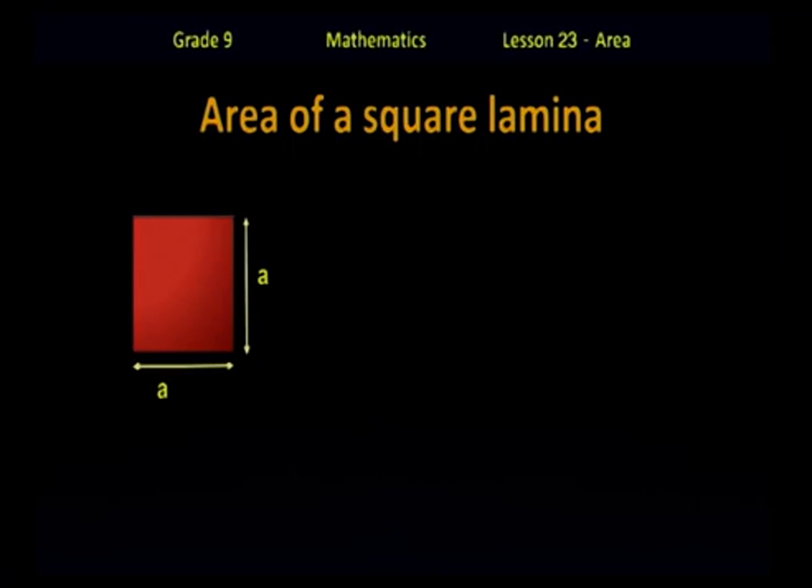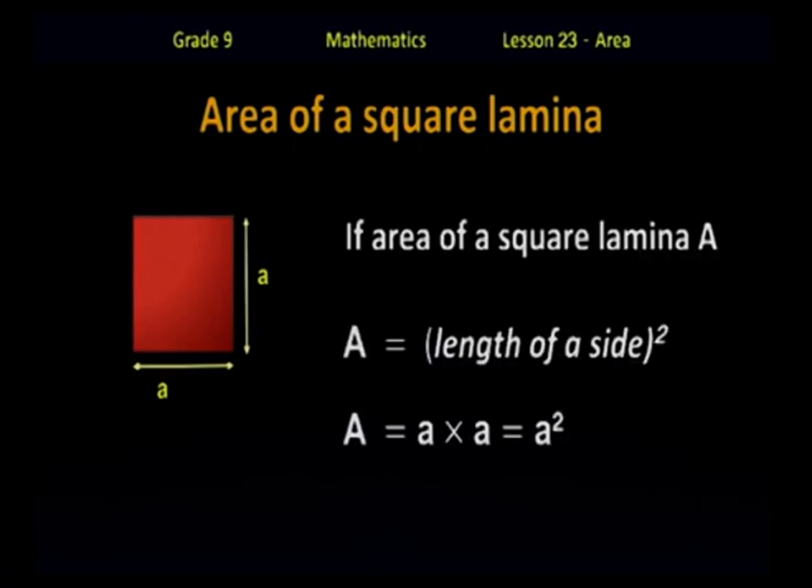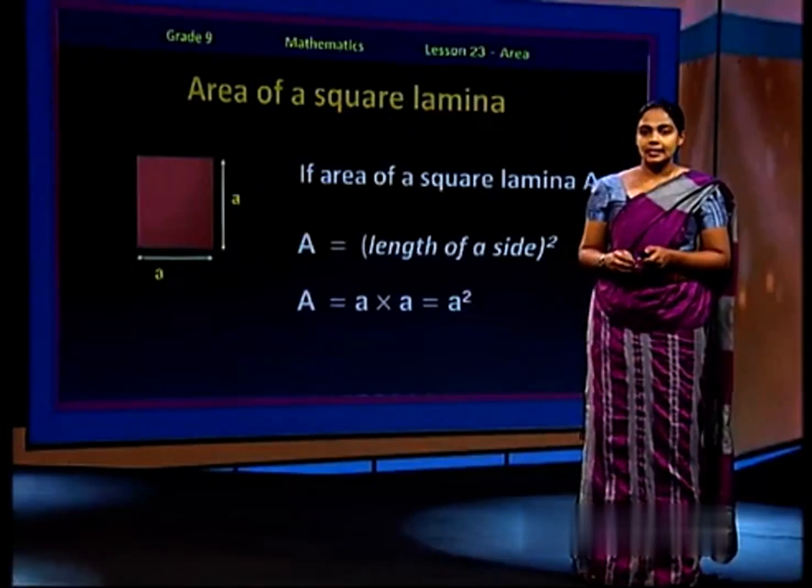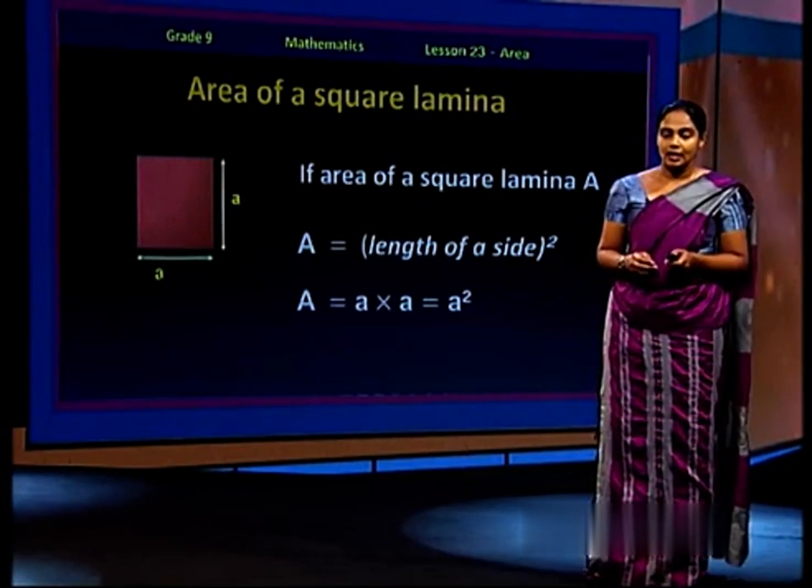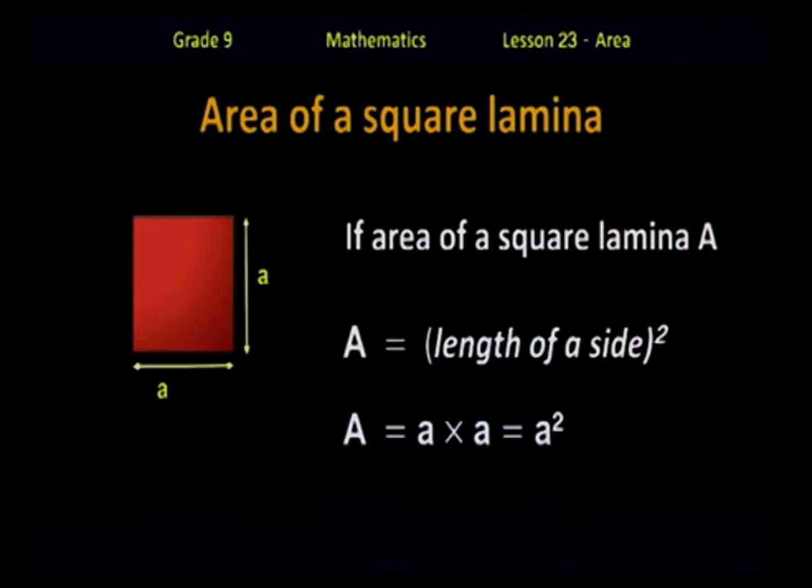Now let's recall how we can find the area of a square. We know all sides are the same in length. If the length of a side is a, how can we find the area? Here we use the same letter for area, capital A. The length of a side is multiplied by the length of a side, so area is a into a. How can we write it? a to the power 2, or we read it as a squared. Then it is the area of a square.